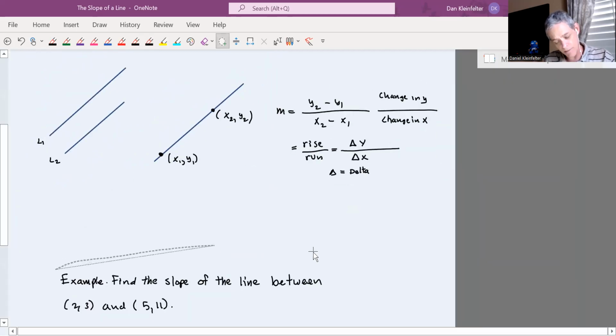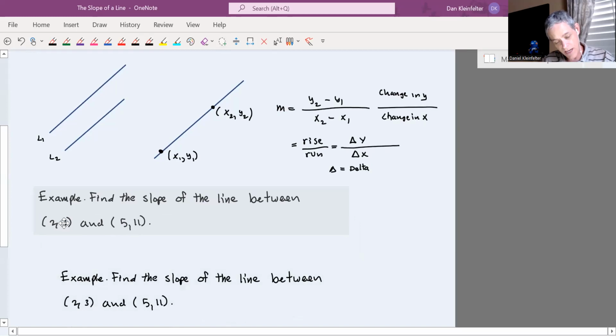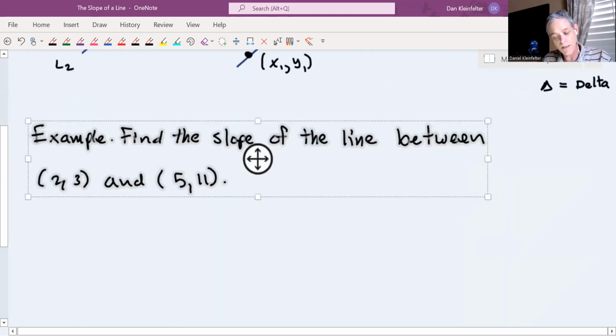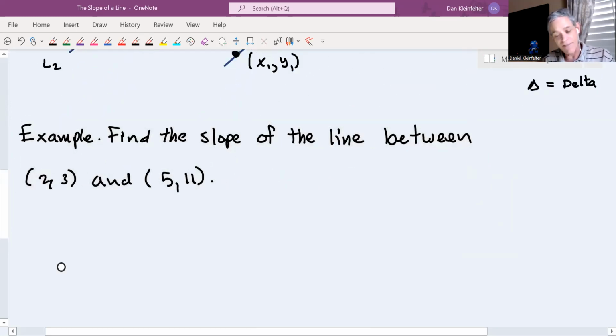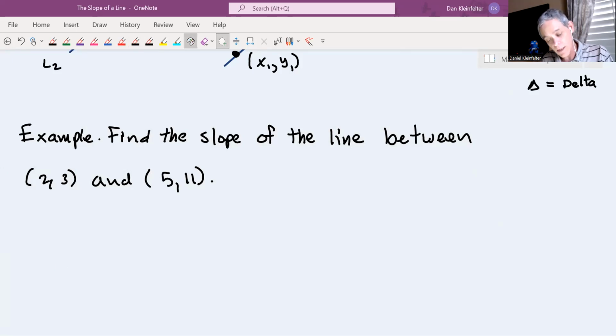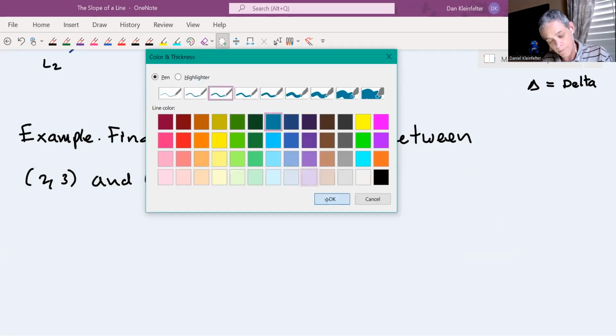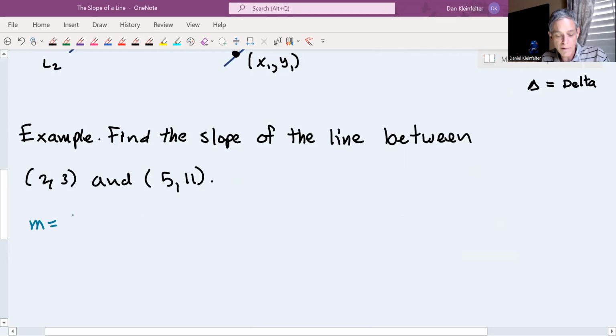So let's try it out. We want to find the slope of the line that joins the points (2, 3) and (5, 11). So let's see how that will look. The slope is y2 minus y1 divided by x2 minus x1.